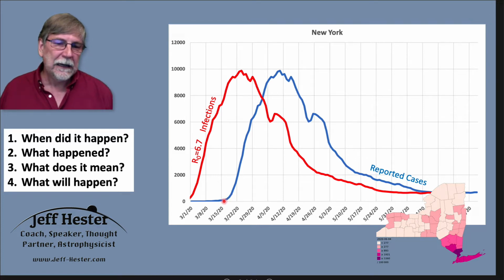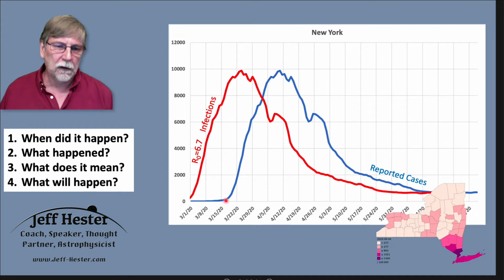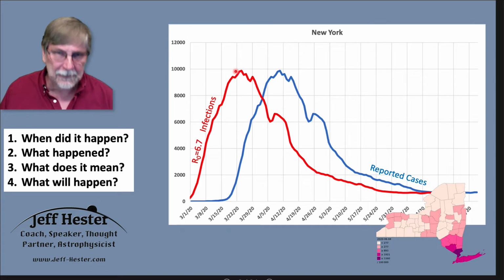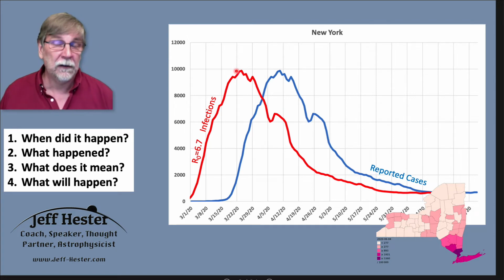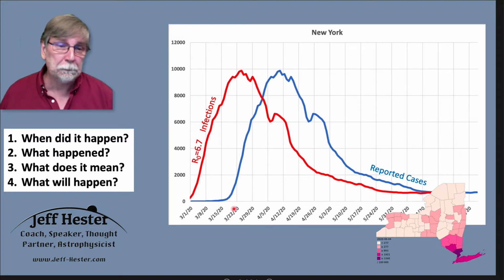New York. In point of fact, when people first started to see cases showing up in New York, it had already almost reached its peak in terms of the number of infections that were happening. So people think of COVID as being something that got out of hand in New York here in mid-April. No, COVID got out of hand in New York back here in late March. It's just that they didn't know it.